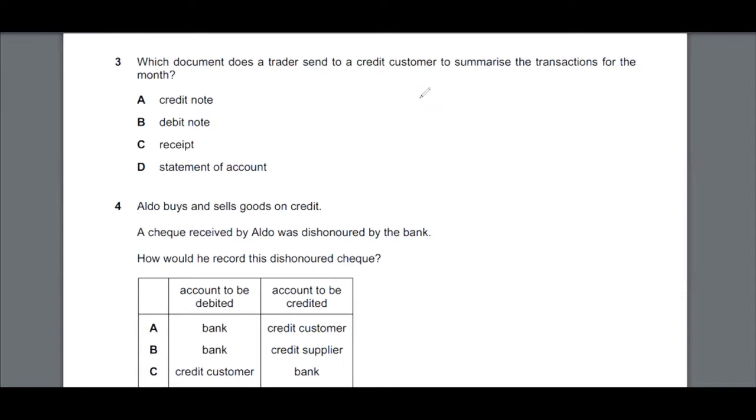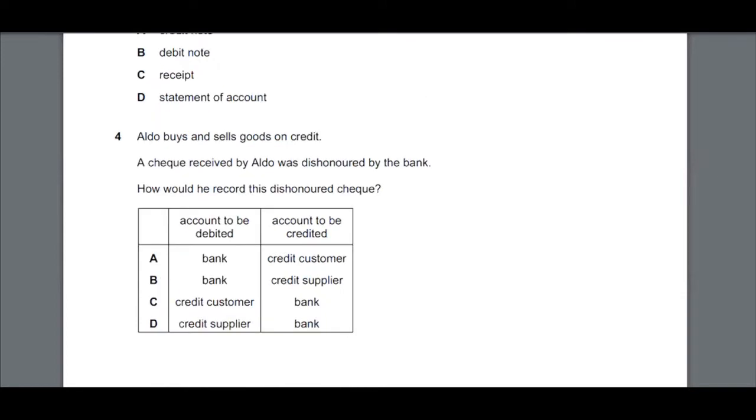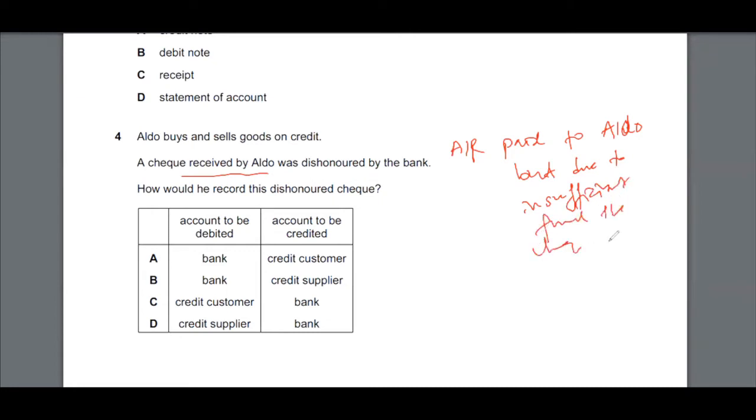Let's see multiple choice 4. Multiple choice 4 says Aldo buys and sells goods on credit. A check received by Aldo was dishonored by the bank. So a check was received by Aldo. Basically, an account receivable paid Aldo, but due to insufficient funds, the check was dishonored. So Aldo did not receive any money. How would he record this dishonored check?